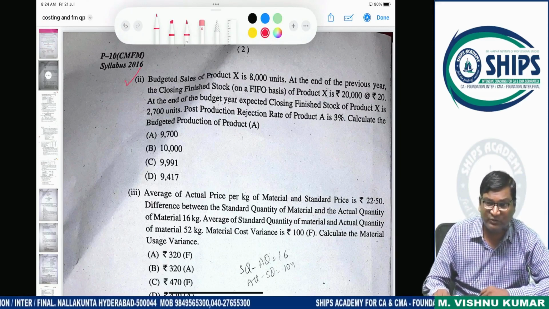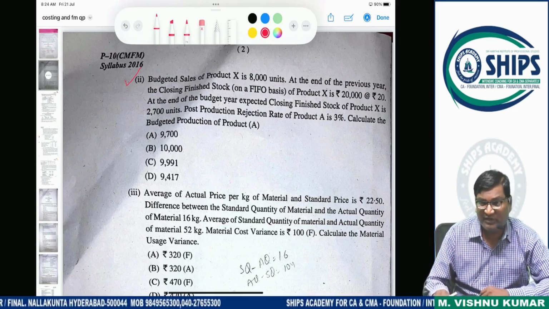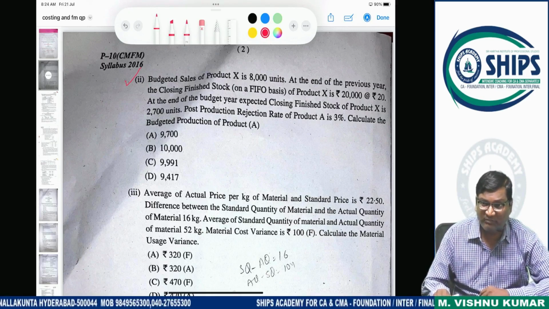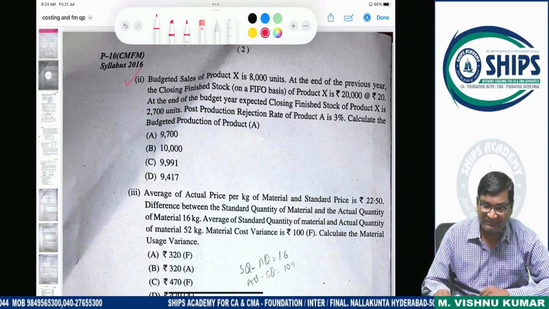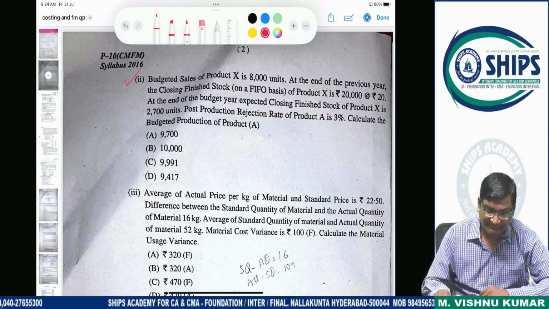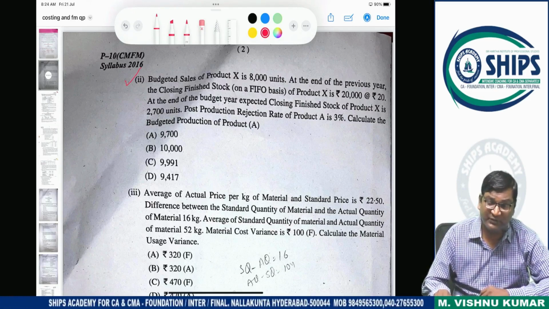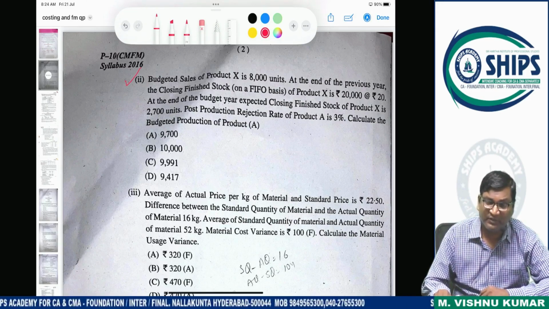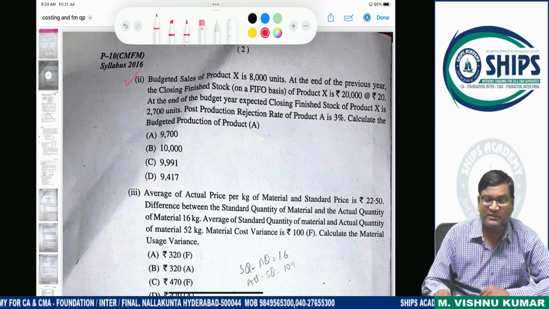Production is calculated from sales plus closing stock minus opening stock. So sales of finished goods plus closing stock of finished goods minus opening stock of finished goods. So here we have to calculate the budgeted production. So budgeted sales units plus closing stock units minus opening stock units, you will get production. So this is very simple.